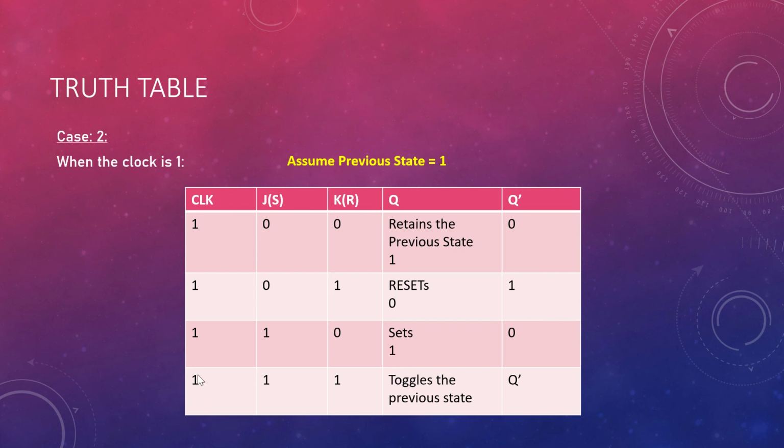Finally, when I have 1 1 for both J and K and the clock being 1, it will toggle the previously available state. So this will be toggled and Q will be 0 here and Q bar will be 1 here. This is the only change that you have from the RS flip-flop to the JK flip-flop. In the RS flip-flop or SR flip-flop we have seen, this will be a non-deterministic state.